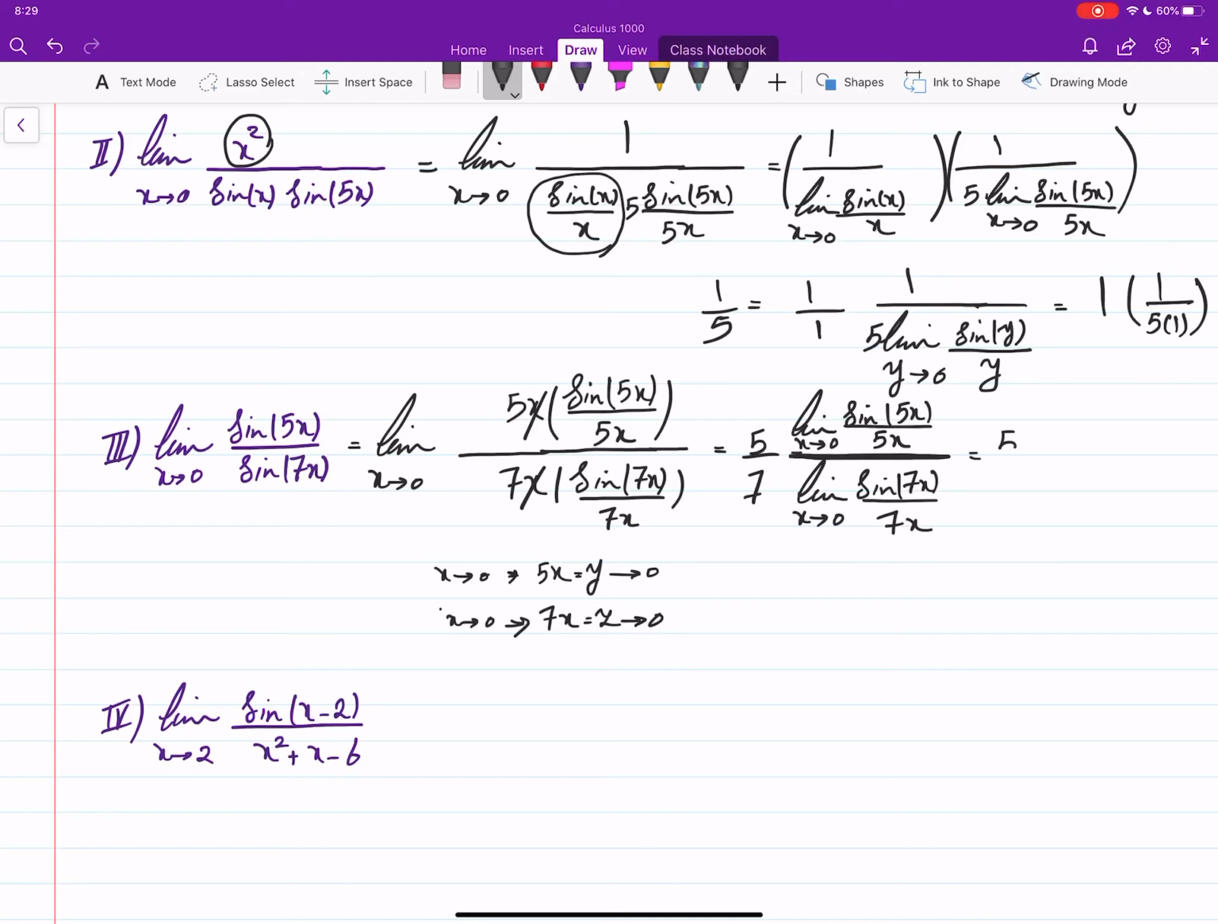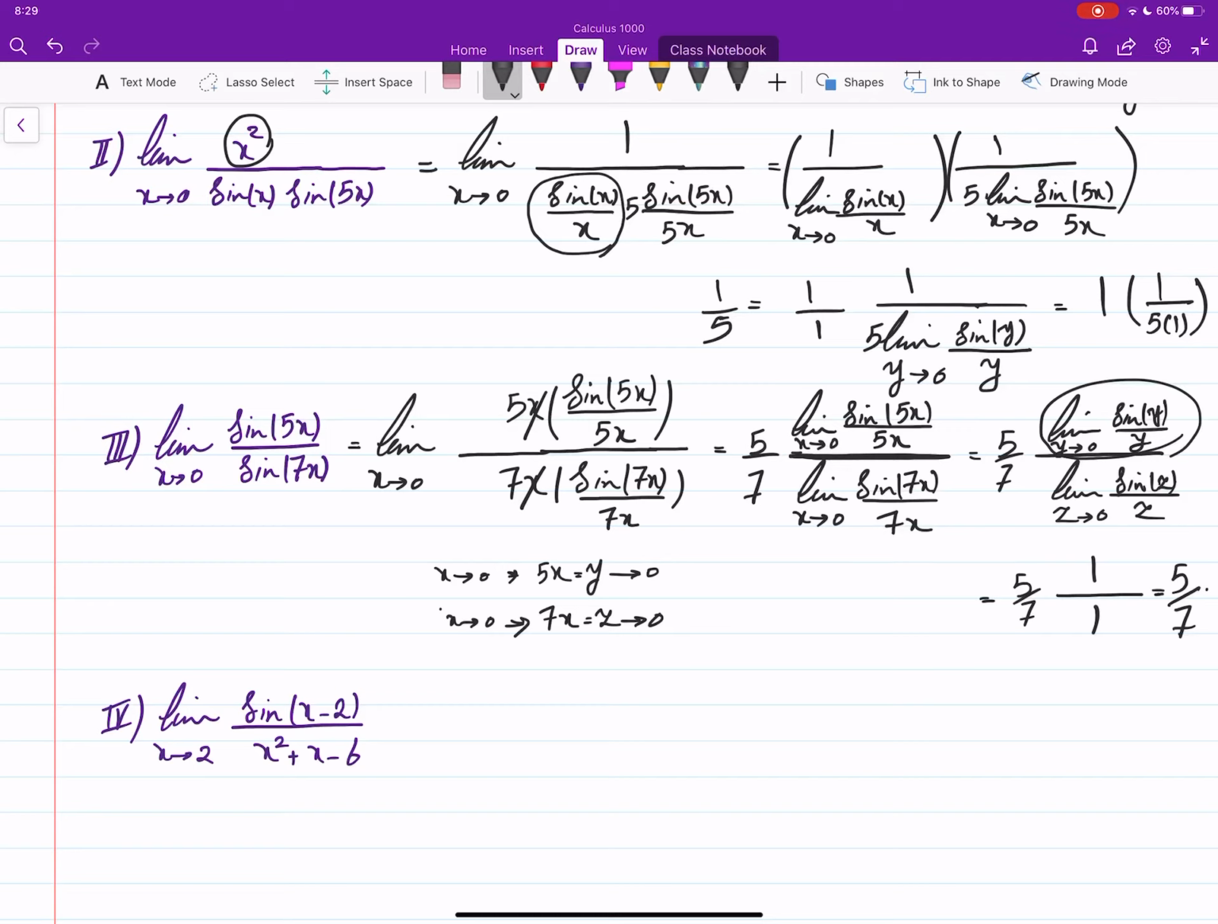So what we have here is 5 over 7 times the limit as y approaches 0 of sine of y over y, and in the denominator, sine of z over z as z approaches 0. Here in the numerator I have the limit of sine y over y, which is 1, and sine z over z as z approaches 0 is 1. So the whole limit is equal to 5 over 7. So you just generate that sine box over box and make sure that box goes to 0.